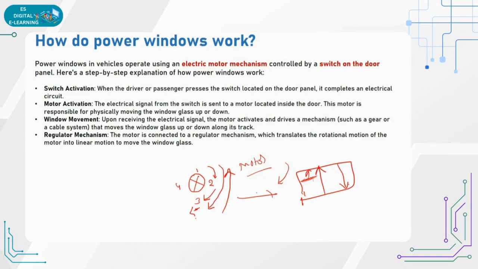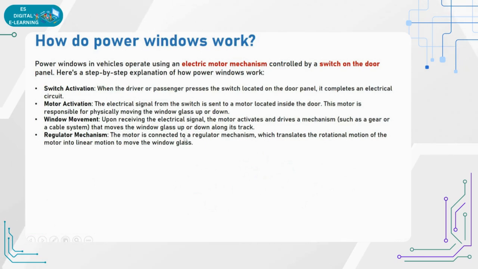Because in high-end vehicles, whenever they use this kind of mechanism, the motor should be aligned properly, and it should move the window properly in all phases. Here the motor is connected to the regulator mechanism, which translates the rotary motion of the motor into linear motion to move the glass.